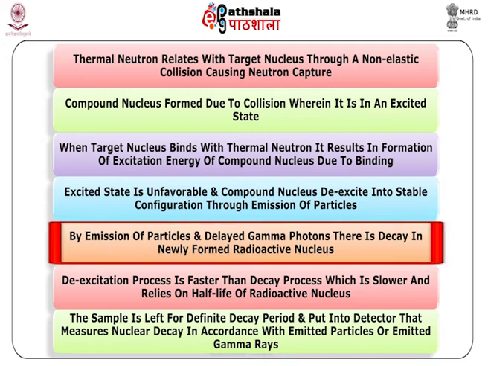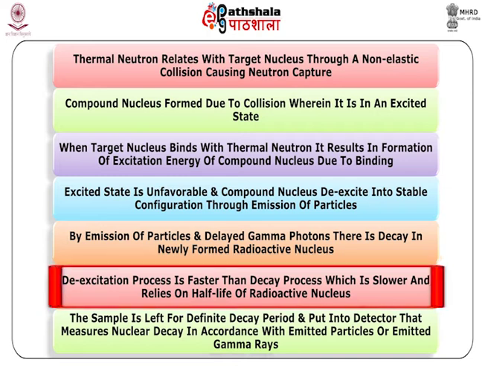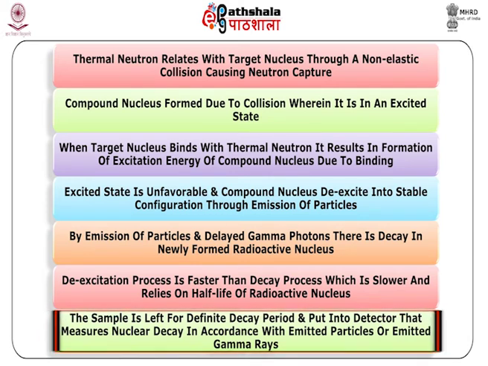By the emission of particles and delayed gamma photons, there is a decay in the newly formed radioactive nucleus. The starting de excitation process is much faster than the decay process, which is comparatively slower and relies on the typical half-life of the radioactive nucleus. After being irradiated, the sample is left for a definite decay period and put into the detector that measures the nuclear decay in accordance with the emitted particles or the emitted gamma rays.